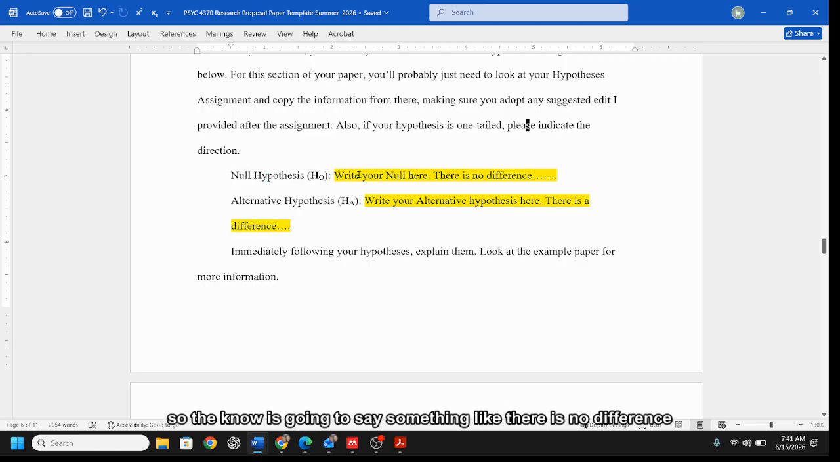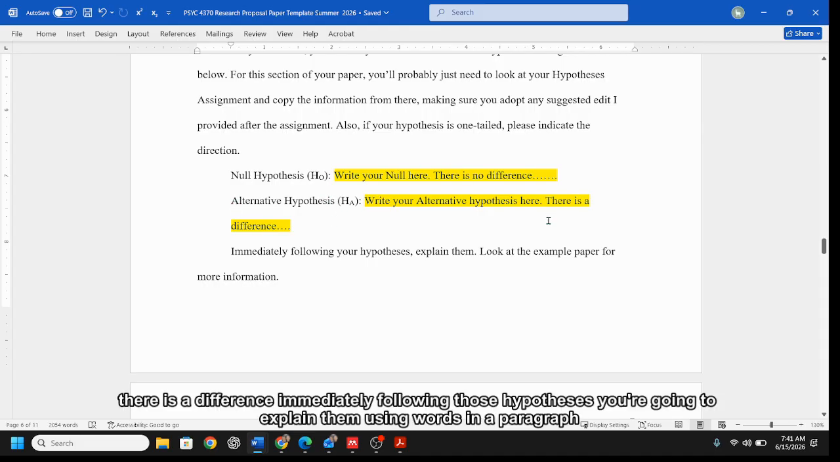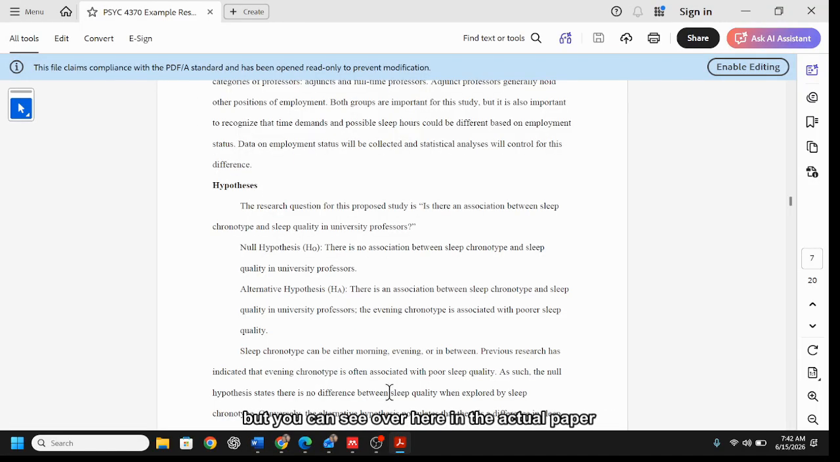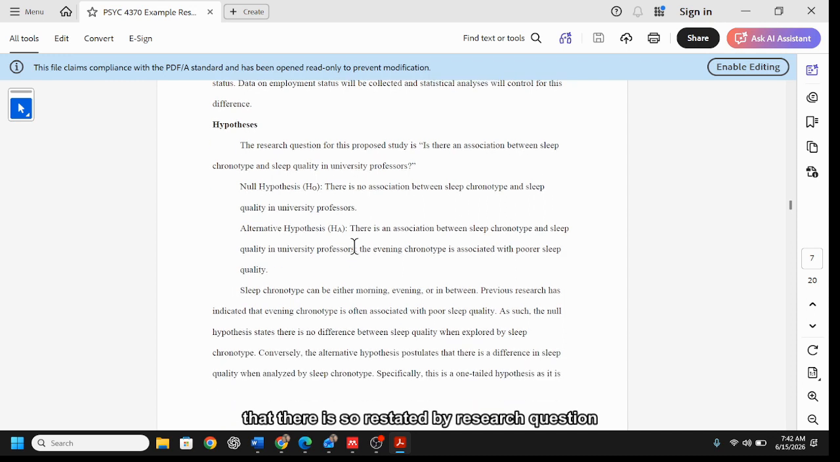So the null is going to say something like there is no difference, remove the highlighting when you write, and then the alternative is going to say there is a difference. Immediately following those hypotheses, you're going to explain them using words in a paragraph. I know in the template right here, this is not much of a paragraph, but you can see over here in the actual paper that there is.